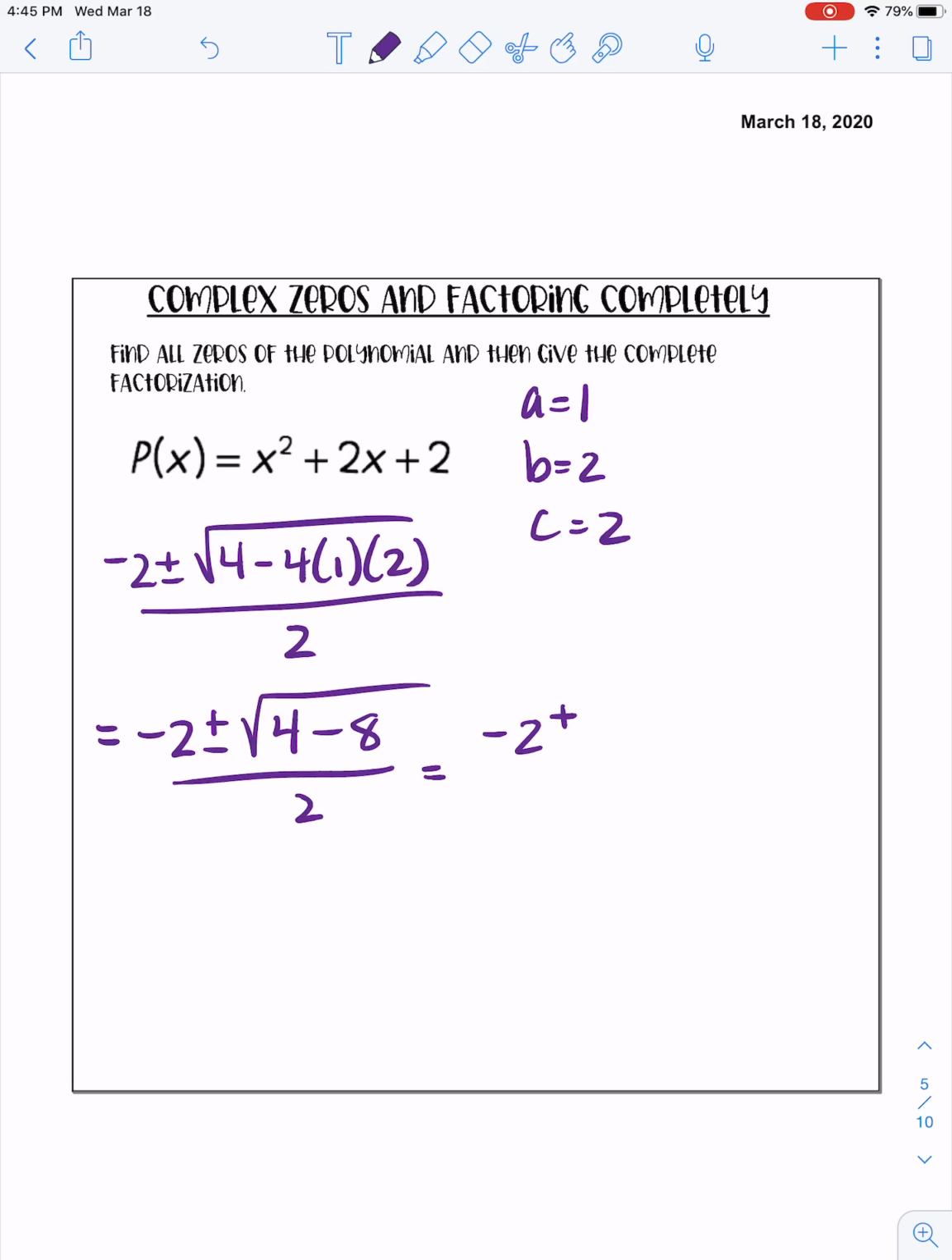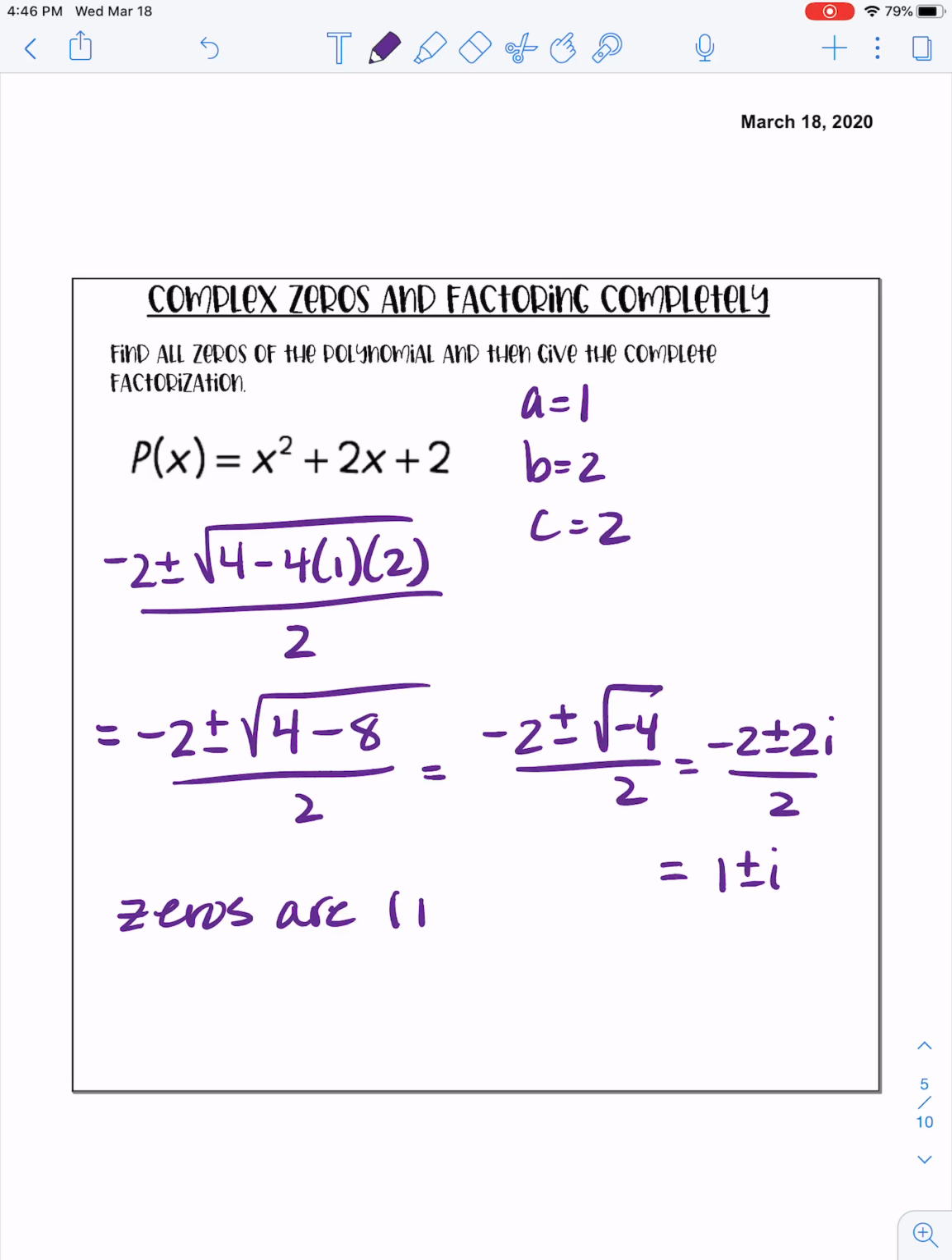That simplifies to negative 2 plus or minus the square root of negative 4 over 2, which is negative 2 plus or minus 2i over 2. And finally, I can simplify that to 1 plus or minus i. So my zeros are 1 plus or minus i. Let me write that a little bit better: 1 plus or minus i.